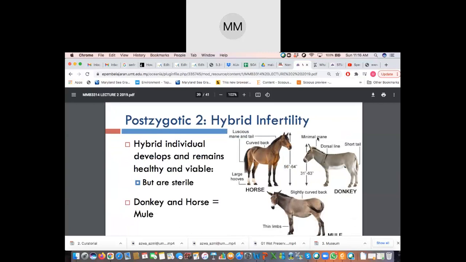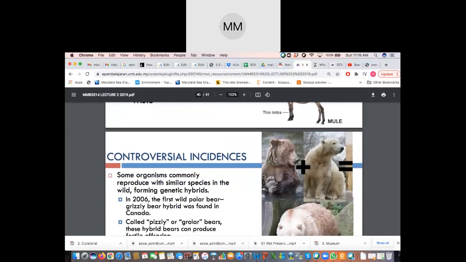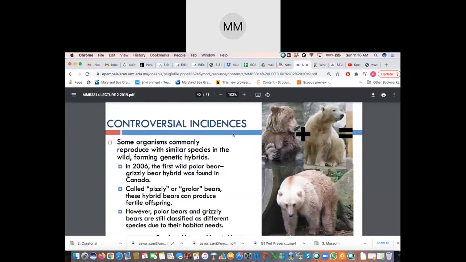Then we have the case of hybrids which do survive. The hybrid individual develops and remains healthy and viable, but they are sterile. Sterile meaning they are unable to form their own offspring. So again, like the donkey and a horse make a mule, tiger and lion make a tigon, and you have a few others out there. Okay, now this one is quite interesting.